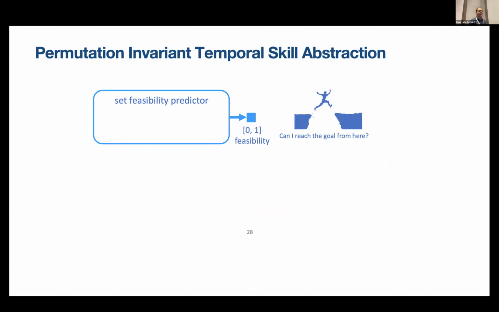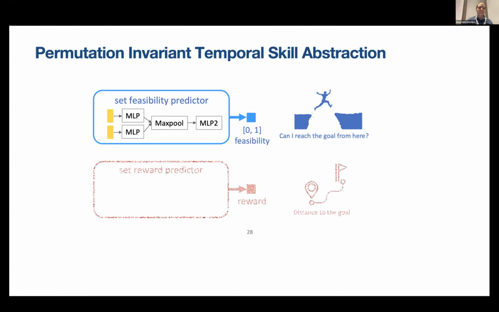So remember, we had a feasibility predictor. Now we have a set feasibility predictor. So given some arbitrary number of point clouds in our latent set, we can basically max pool them and predict, again, a feasibility score of if you can reach some goal from some observation, starting from one latent set observation to another latent set goal, given some particular skill.